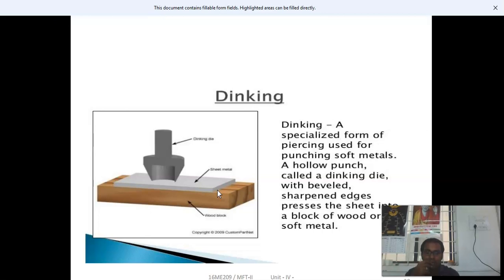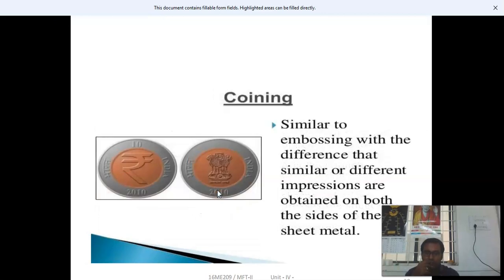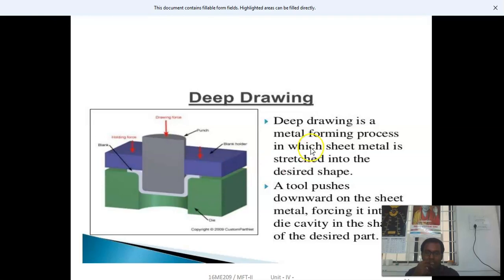Next one is dinking. Dinking is a specialized form of piercing used for punching soft metals. A hollow punch called a dinking die with beveled sharpened edges presses the sheet into a block of wood or soft metal. Next is coining. Similar to embossing, with the difference that similar or different impressions are obtained on both sides of the sheet metal. This is an example of coining.